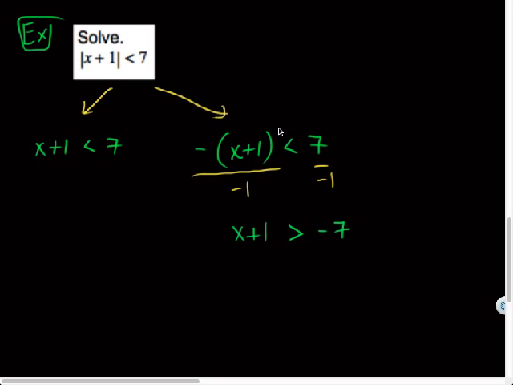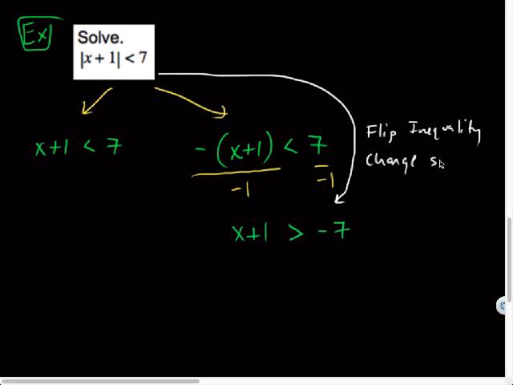So what I want to point out, normally we'll skip this step and we'll just go right over to here. And what we do is we flip the inequality and we change the sign of the right-hand side. Okay, so two things occur. So this changed and this changed. So definitely worth pointing that out. And you won't have to do all of this every time, but this just explains why the inequality flips as well. So now I just solve both of these separately.